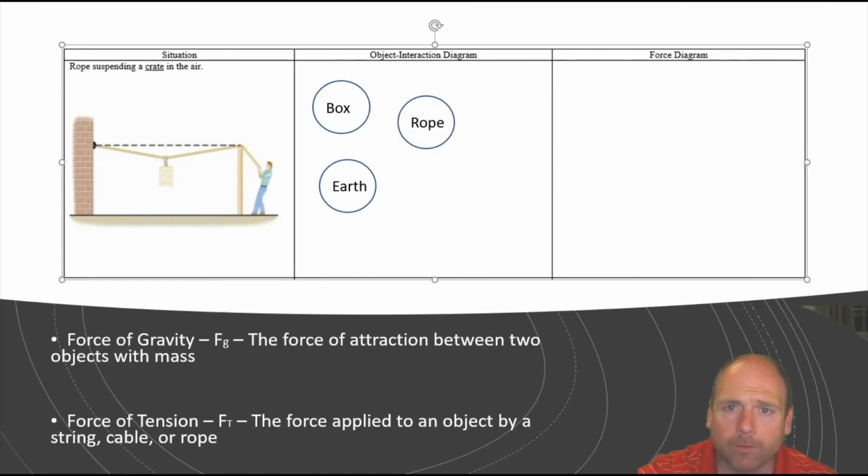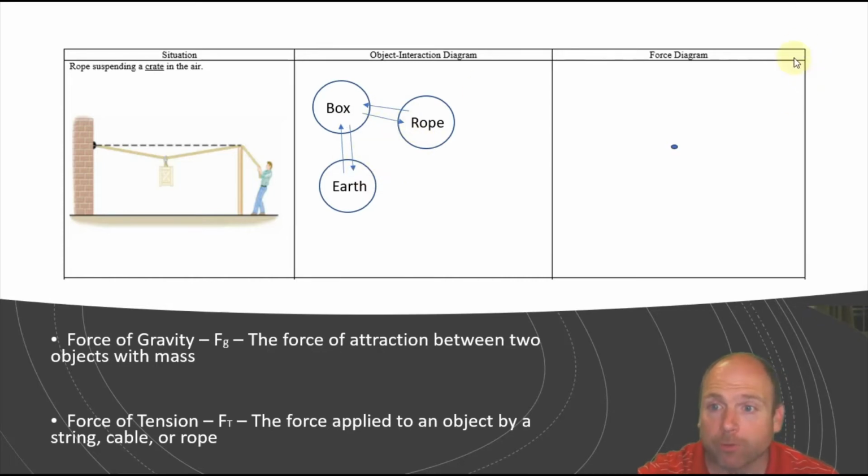All right. Next, we want to add the interactions between them. Remember, it's just an arrow, so the rope is holding up the box. The earth is pulling on the box, but Newton's third law says that there's an equal and opposite force. So the box is also pulling back on the rope, and the box is pulling back on the earth with its gravity. So there's my object interaction diagram. The object, the other two objects that are affecting it, and the arrows between them.